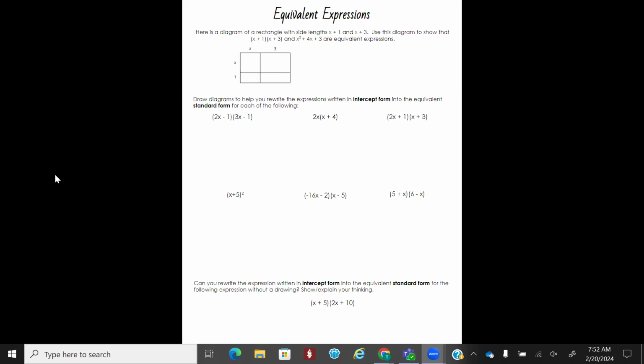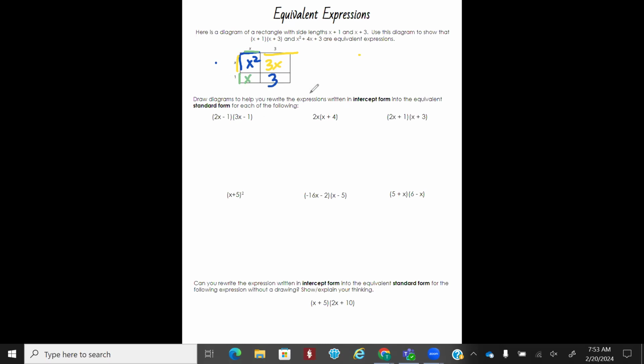Okay, so just a reminder, here's a diagram of the rectangle with the side lengths of x plus 1 and x plus 3. Use the diagram to show x plus 1 times x plus 3 and x squared plus 4x plus 3 are equivalent expressions. So if I multiply the sides, that means I'm going to take x times x, and that gives me x squared. If I take 3 times x, that gives me 3x. If I take 1 times x, that gives me 1x. And 1 times 3 gives me 3.